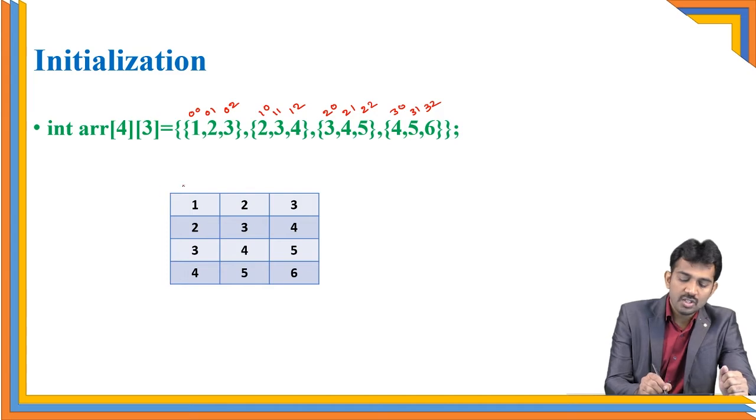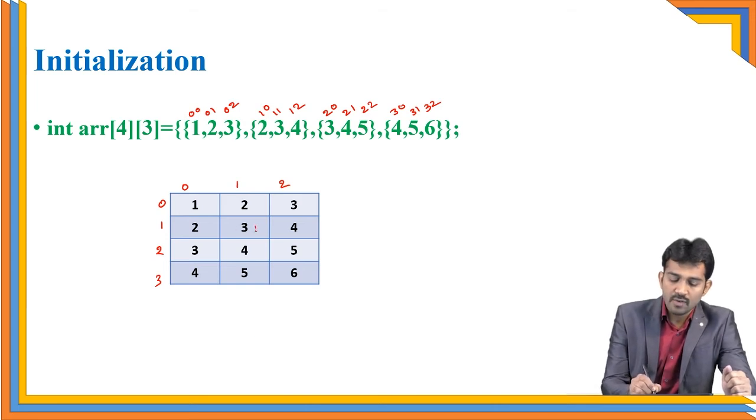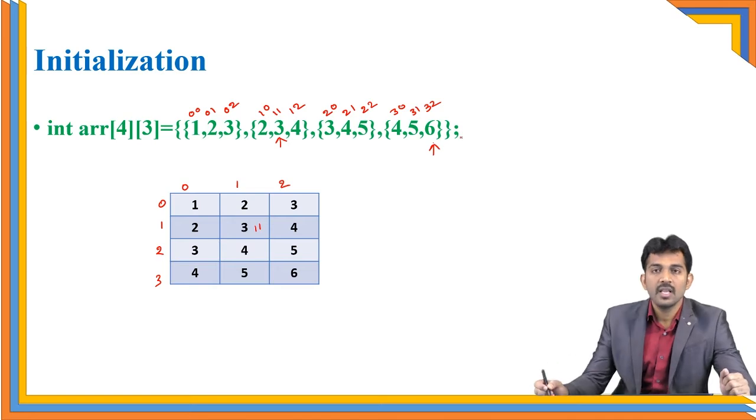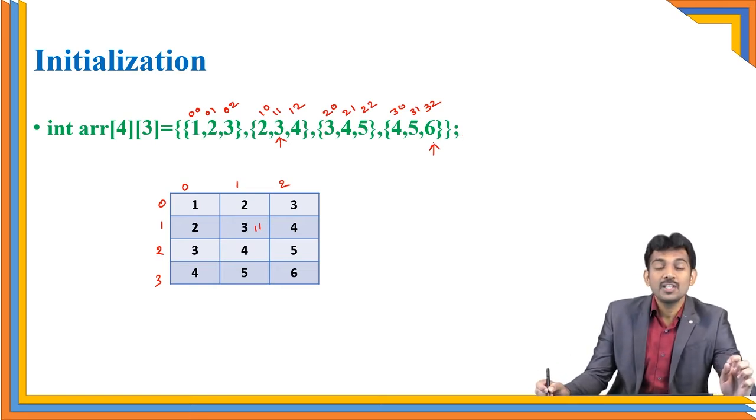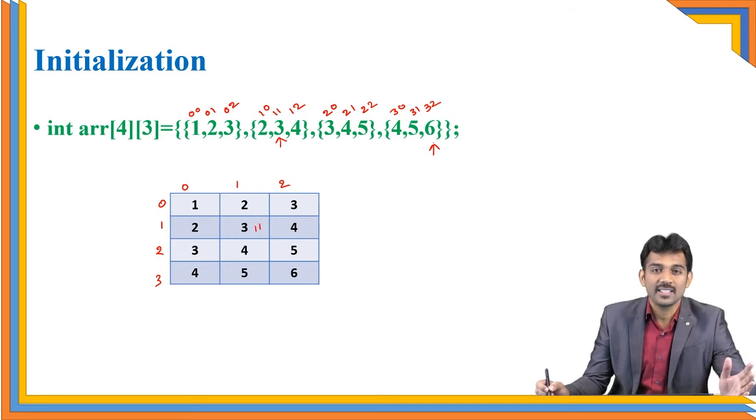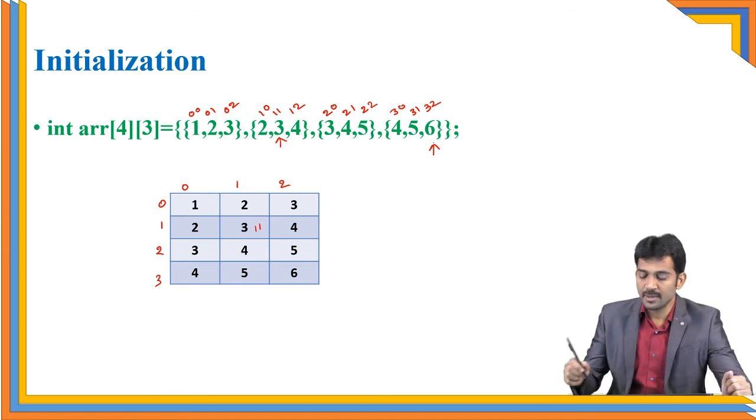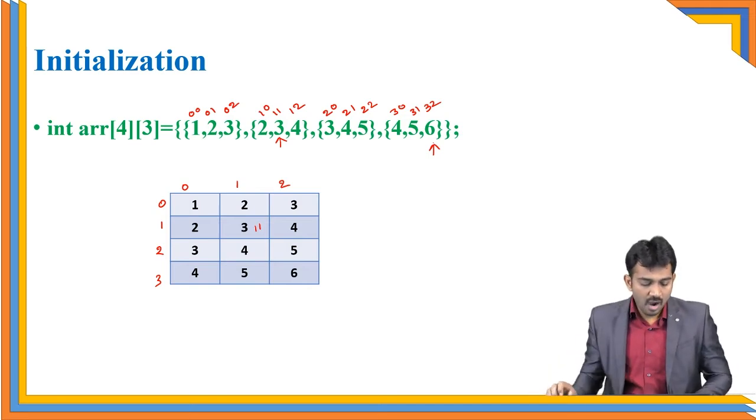This is 0 row, with the first column, second column, third column. This is the index of 1, 1, which holds 3. 3, 2 holds 6, right? Is this clear? Like that, you store a matrix in a 2-dimensional array. Now we will see how to create and how to access 2-dimensional arrays in the editor.